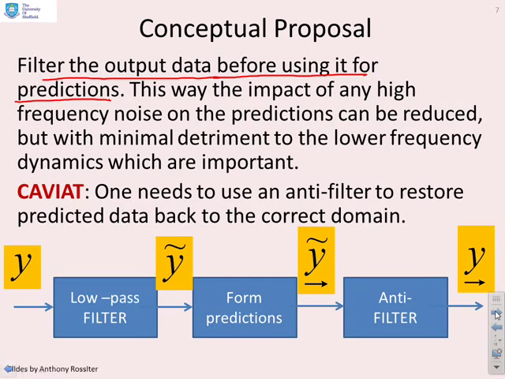Now, there is a caveat that you'll see I've put here. The predictive control law and the performance index depend upon the actual output, not filtered outputs. So if you predict using filtered variables, you need to then go back to the actual variables.